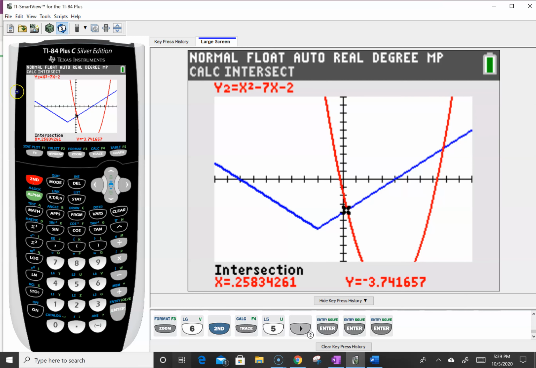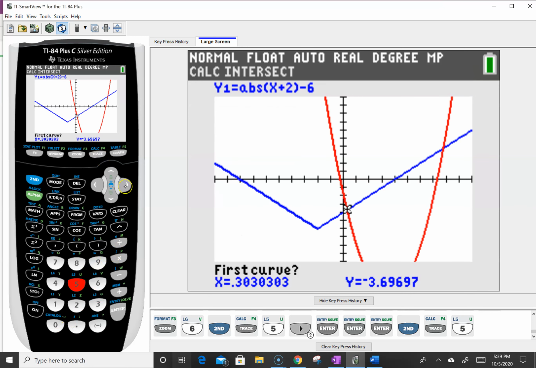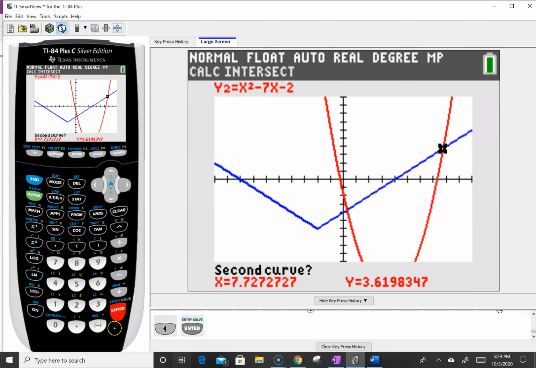The other intersection point, second, calculate, intersection, and move on over. Almost there. There we go. Enter 3 times. And my next one is 7.74. That 1 gets rounded up to a 2.